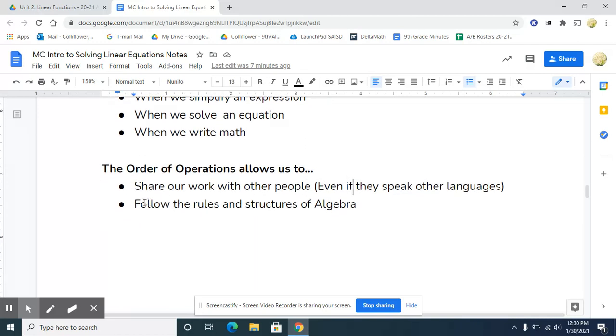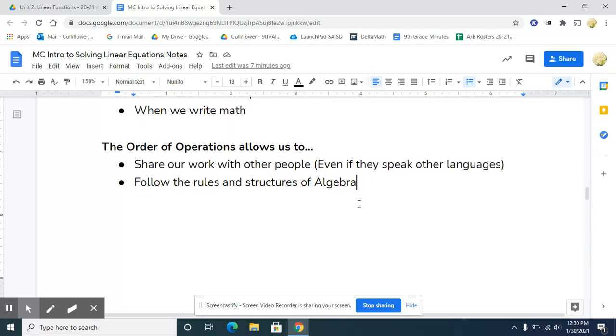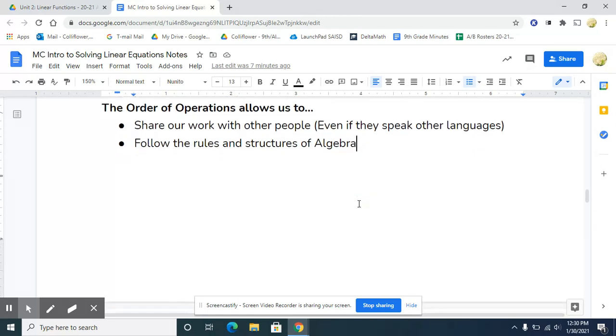This also keeps us in line with the rules and structures of algebra. So we have to make sure that we are following the rules and structures of algebra so that everything remains true.